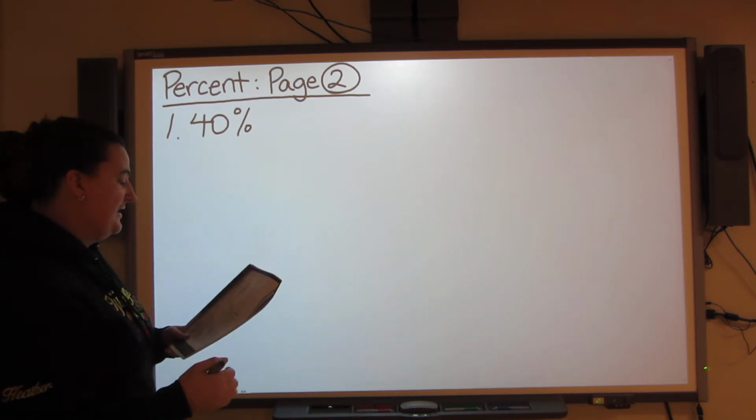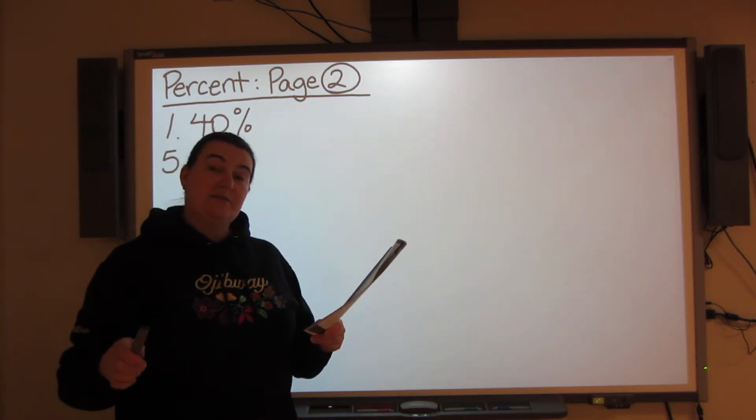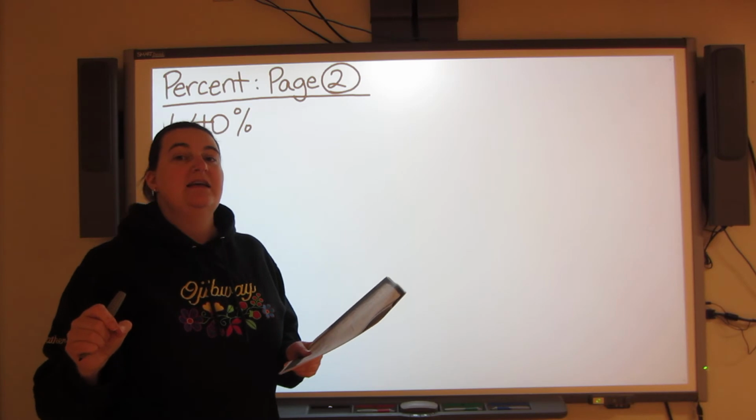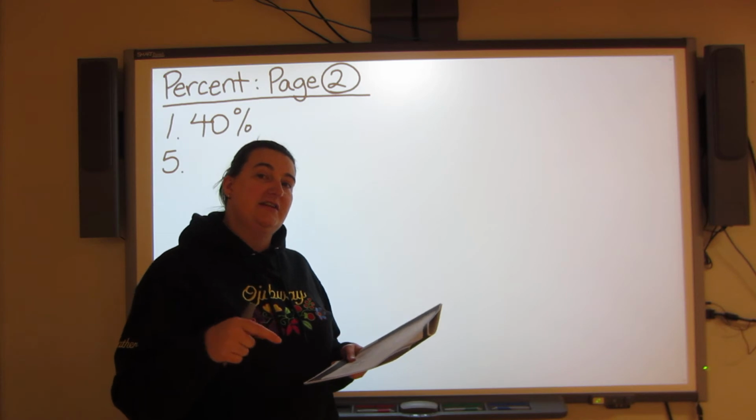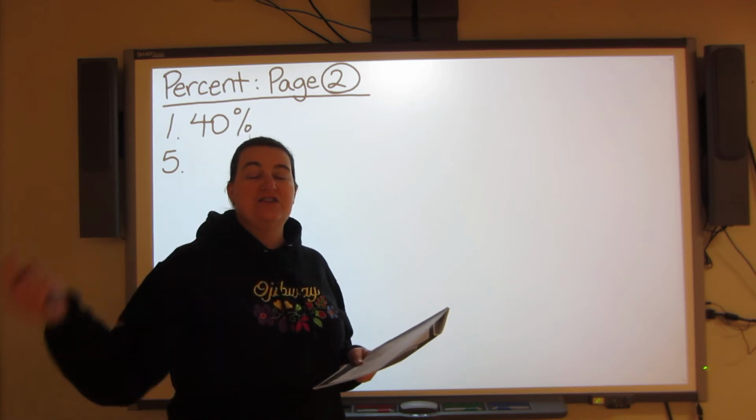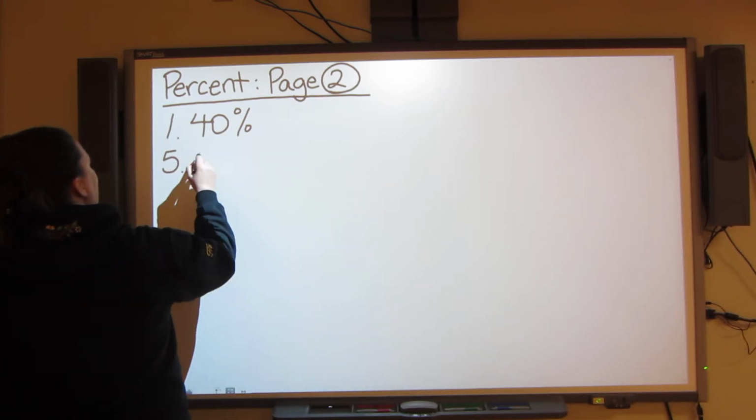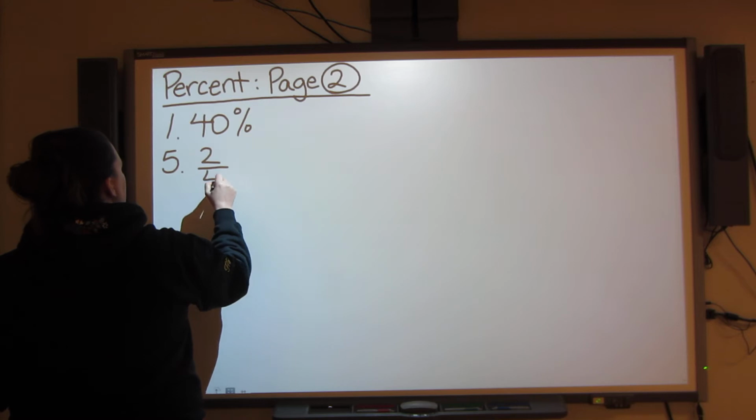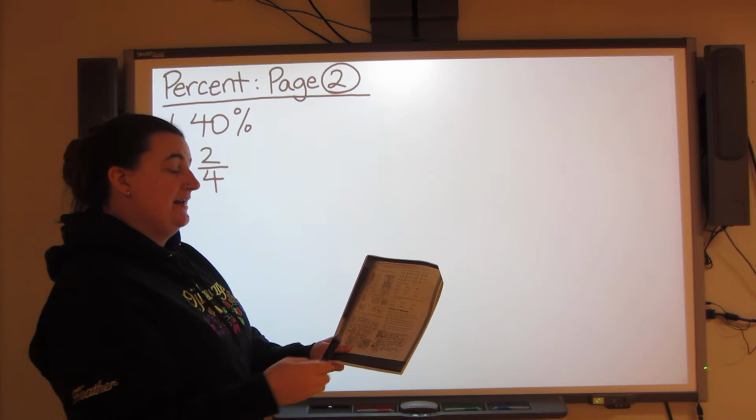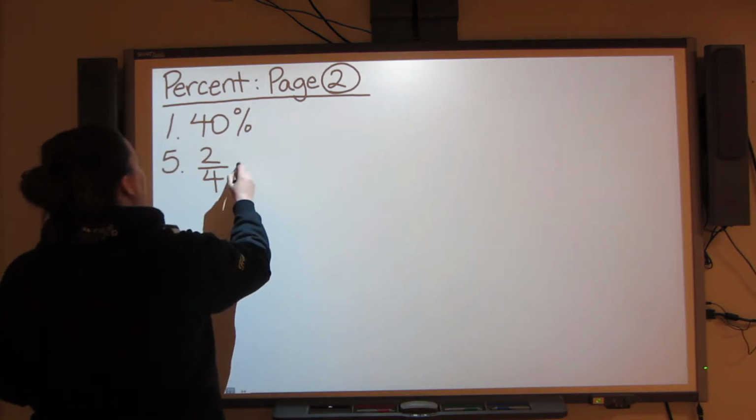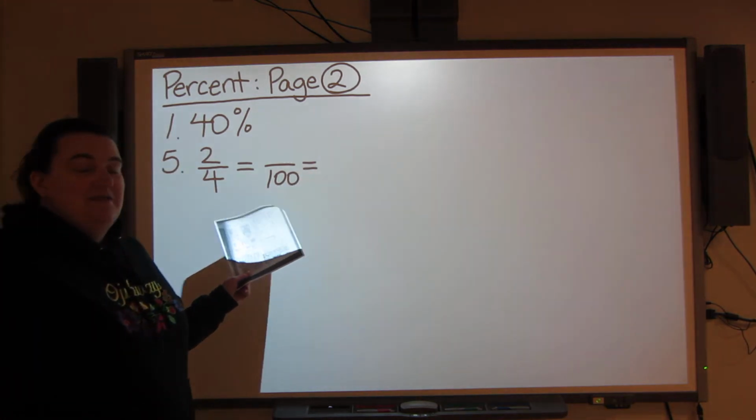If you take a look at number 5, number 5 is not split into 100 little pieces. It's split into 4. So you're going to have to start with a fraction, denominator of 4, and then change it into a fraction with a denominator of 100. So I've got 2 over 4 because there are 2 of those parts colored in out of a total of 4. And then of course, I need to then change it so that I have a denominator of 100.